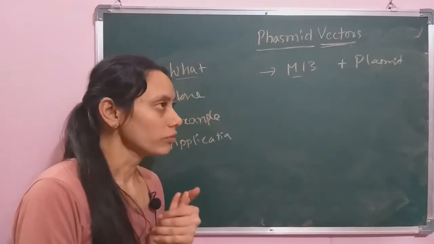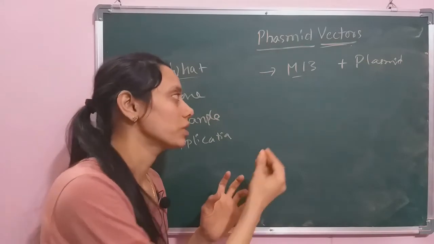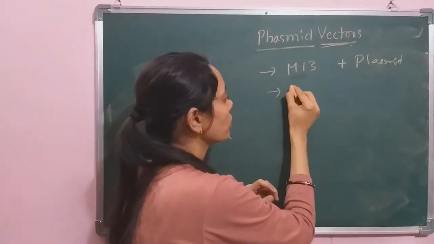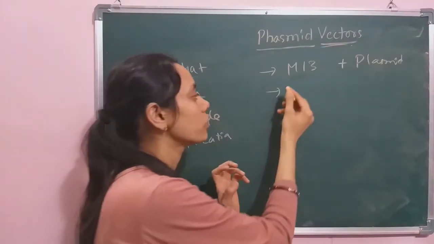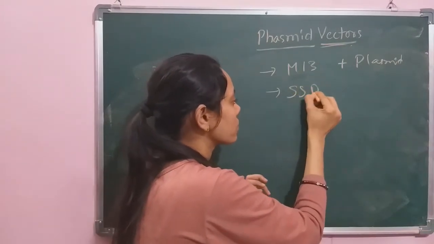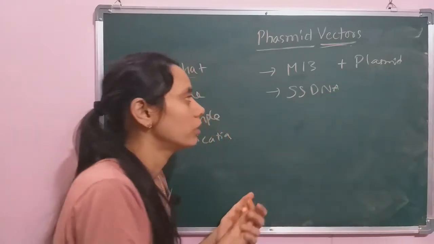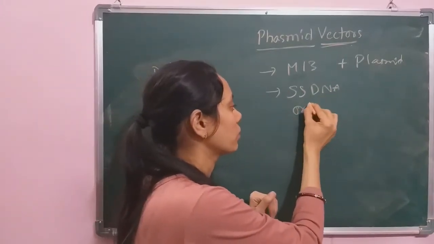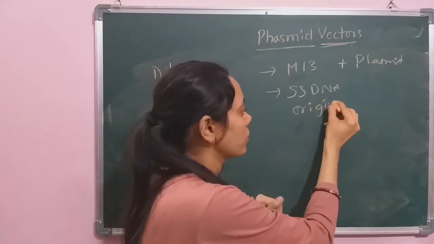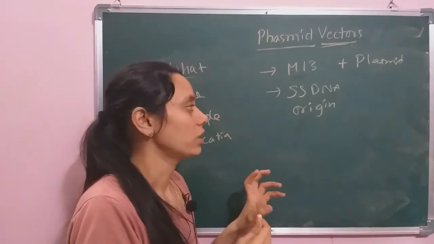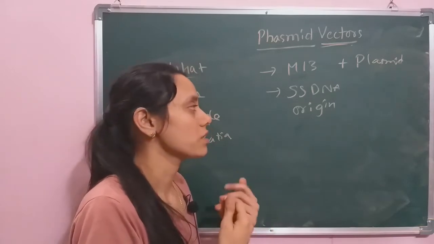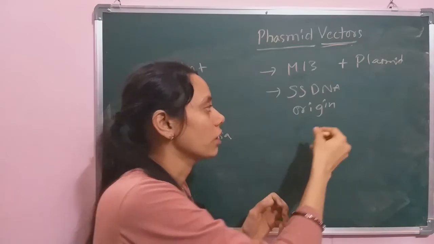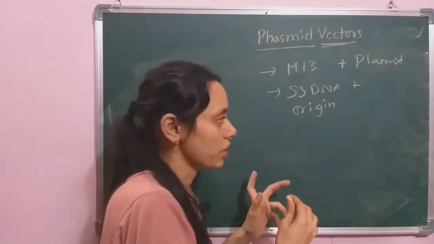Here, as we discussed, the M13 phage is responsible for the rolling circle mode of replication through which it will produce single-stranded DNA. So this portion, the origin of replication, is taken from the M13 bacteriophage so that it can reproduce by the rolling circle mode of replication to produce single-stranded DNA, and the remaining portion will be obtained from the plasmid.